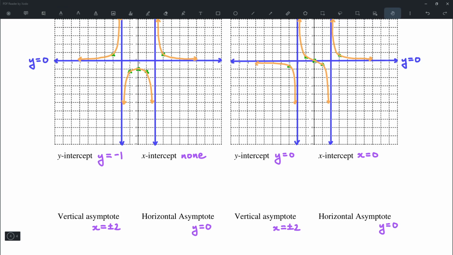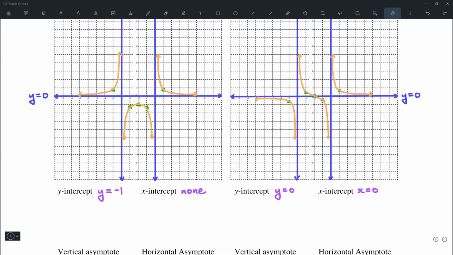And that's it. So today we looked at how to find the equation of a rational function given its graph. We looked at how to match different rational functions, the graphs to their equations. And finally, we looked at a situation where we can have multiple vertical asymptotes.